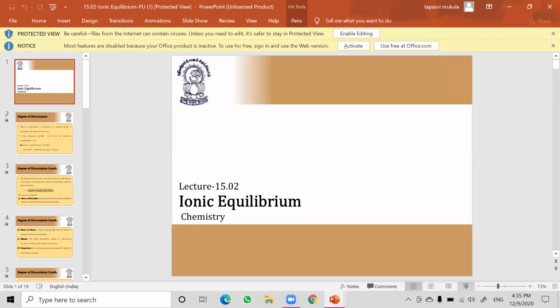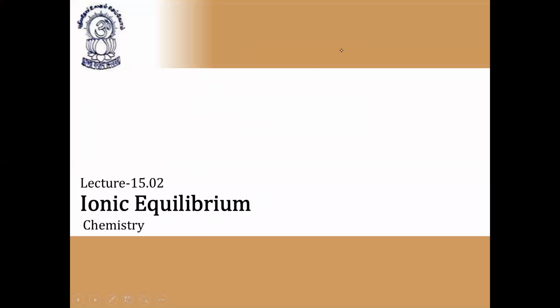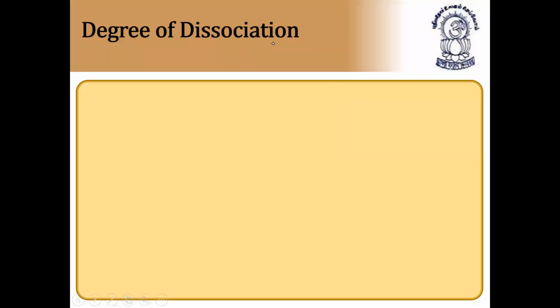Now, we are going to start a new topic in this chapter, ionic equilibrium. In the first lecture, we have already completed various theories of acids, bases, and salts. Now, in this session, we are going to discuss a new topic, that is the degree of dissociation of an acid.